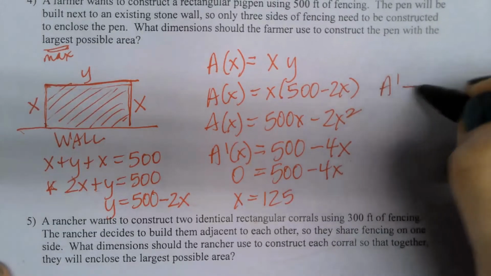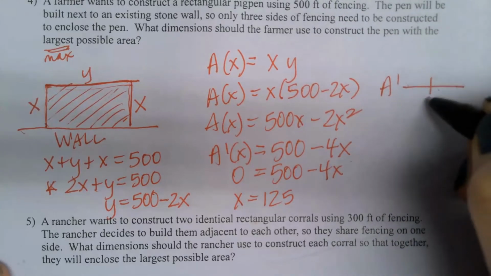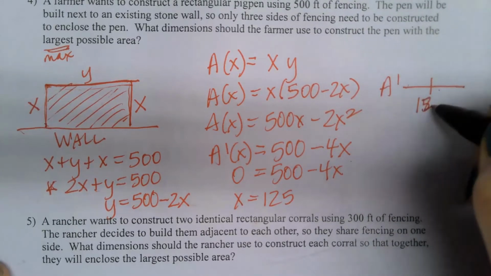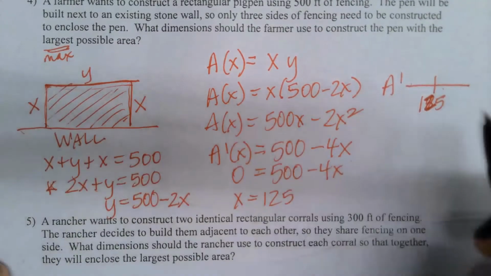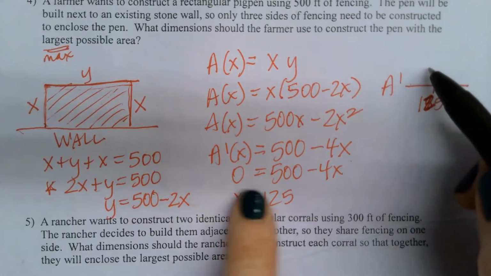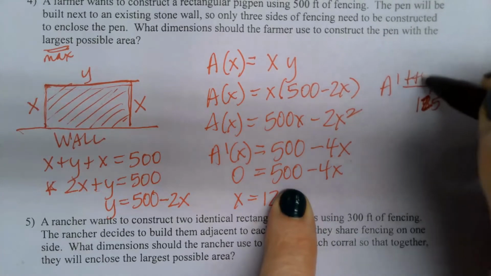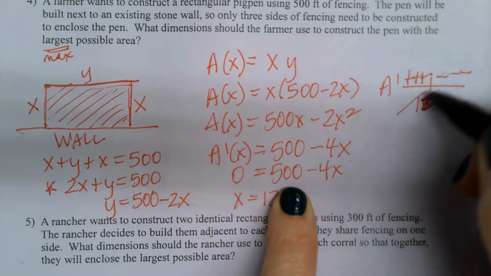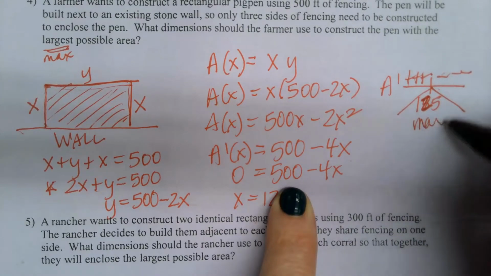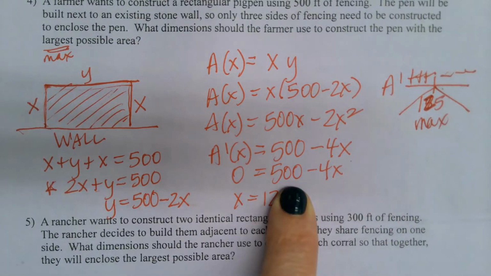Again, I am going to make sure that that is in fact a max because that's what I want it to be. So if I plug in something like 0, I'll get a positive value. If I plug in something like 200, I'll get a negative value. So that's increasing to decreasing. It is indeed the max that I want it to be.